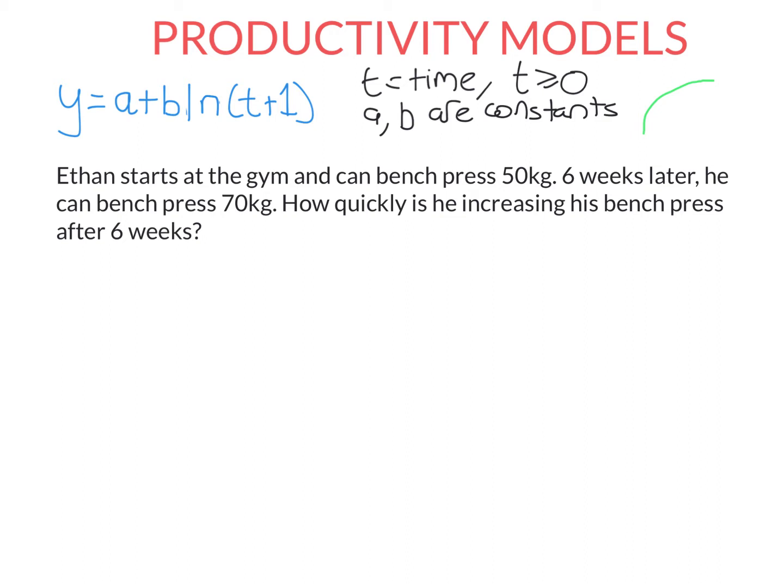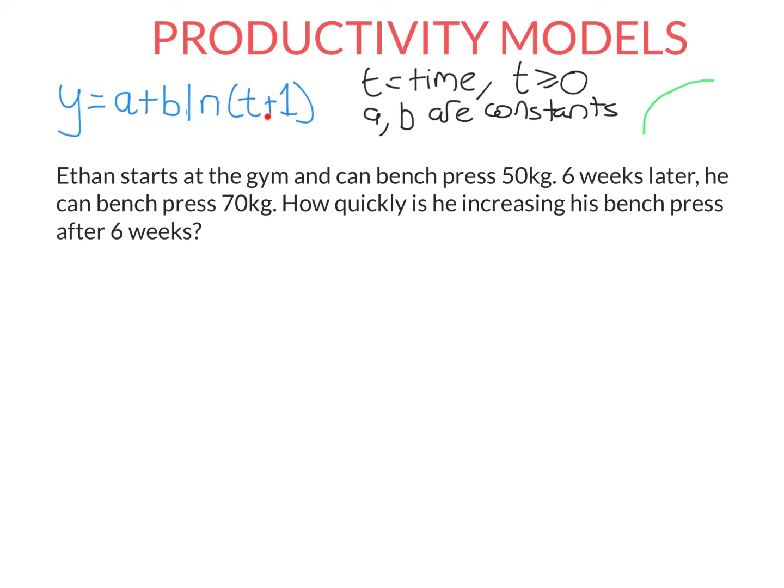So a logarithmic function is great for productivity because, as I said, you usually experience gains really quickly at the start and then the gains slow down. So we're going to aim to come up with an equation of this form that models this information. So why do we use ln, natural log? The reason is it's easy to differentiate, and we're going to end up differentiating in this question.